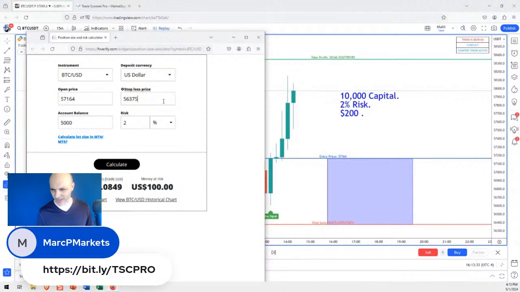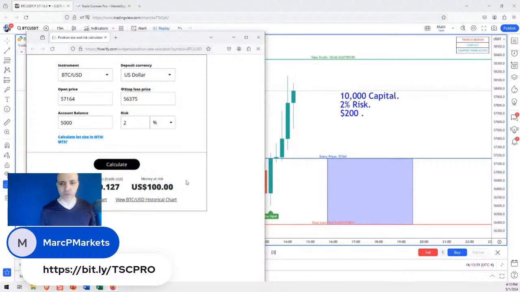I don't have to calculate any of this on my own. It's all there. My account balance, right? So let's just say I have a smaller account. I have a $5,000 account and I'm risking 2%. Okay. 2%. What should my position size be? Calculator. What should it be? 0.127. See that? And I'm risking $100. See that over here?